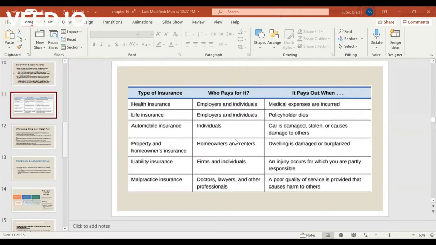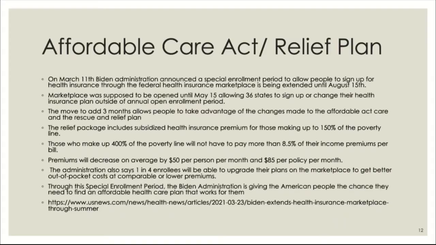Lastly, we have malpractice insurance. This is paid for exclusively by doctors, lawyers, and other professionals, and it's paid out when said professional is accused of a poor quality of service that caused harm to others.